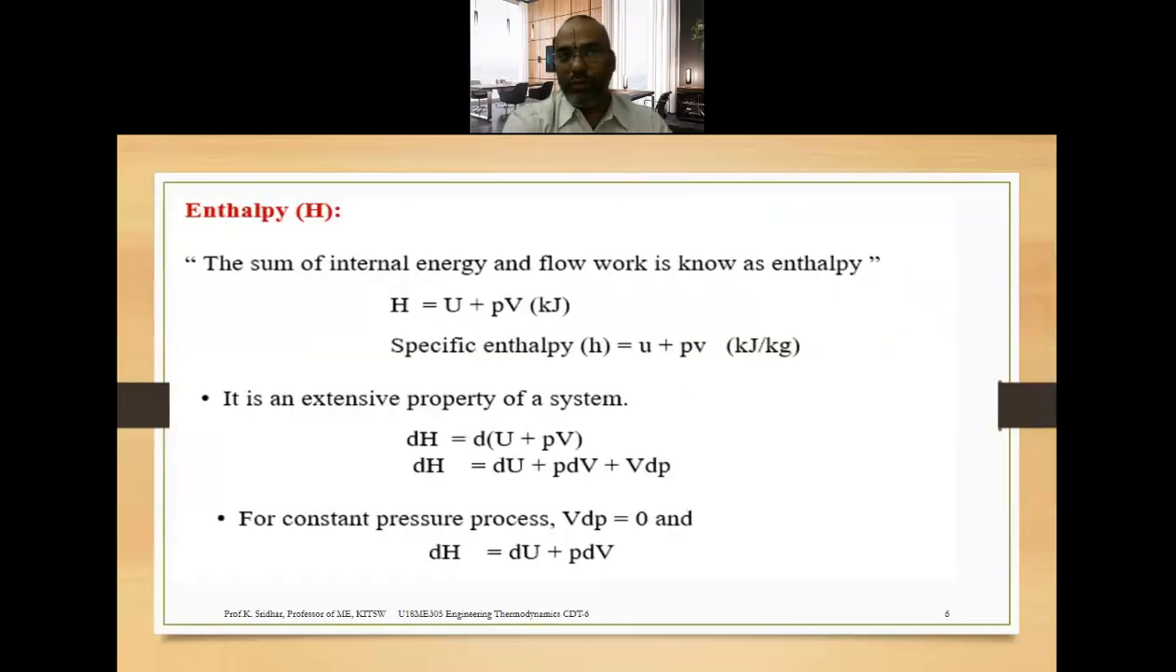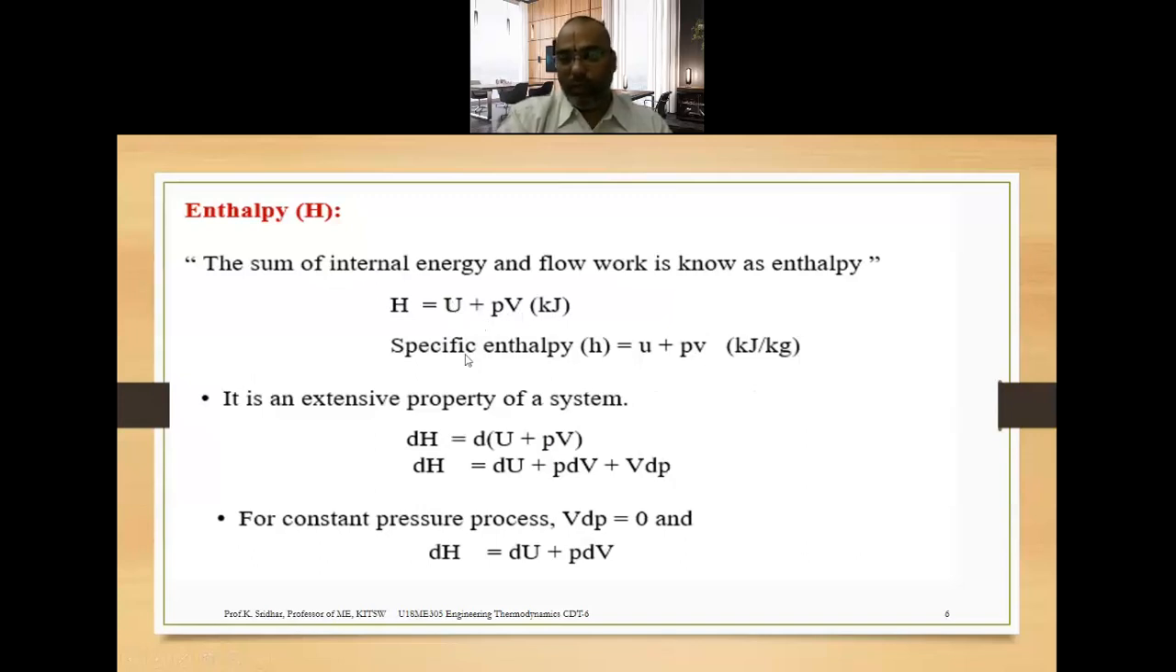The next concept is enthalpy. So far we discussed energy and internal energy. Next, how can we define enthalpy? The sum of internal energy and flow work is known as enthalpy. That is, enthalpy is defined as H equals U plus PV. That is the formula for enthalpy. You know that U is internal energy and PV is known as the flow work. So from this equation, enthalpy is the summation of internal energy and flow work.